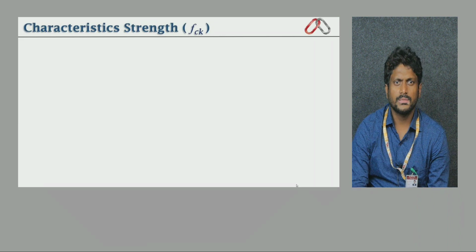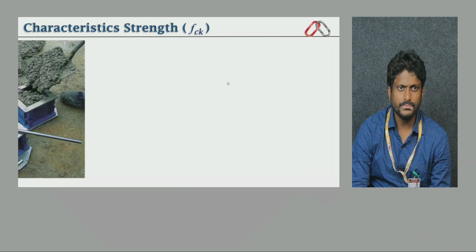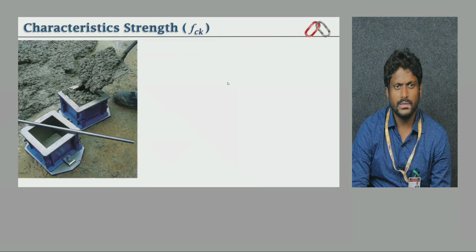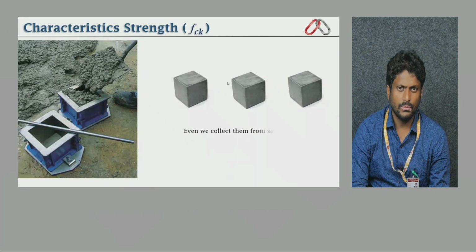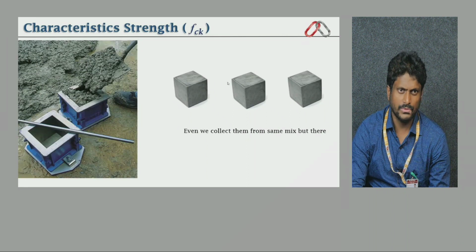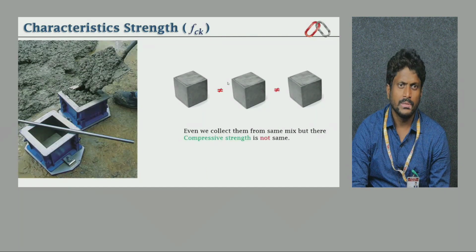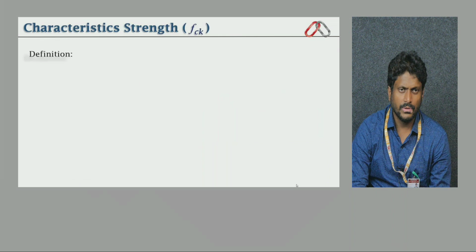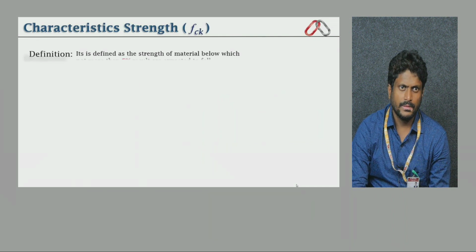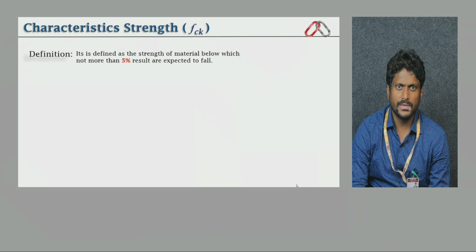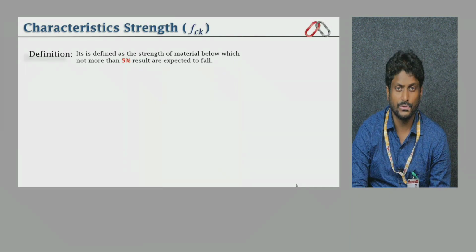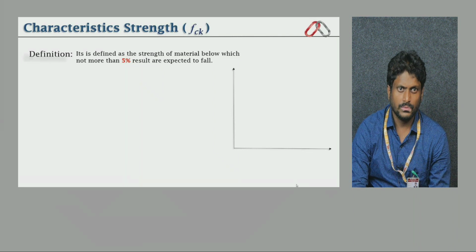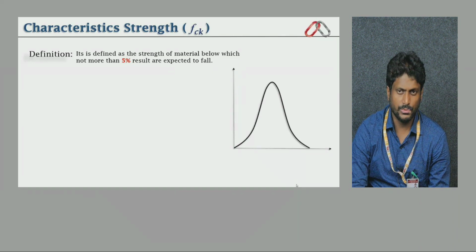If you talk about the characteristic strength, fck, which I already explained earlier, but you can see visually the photographs are there. We have to collect the cubes from the site, of the concrete we are using for the particular construction, and we have to test it in the laboratory. Then from the definition point of view, it is defined as the strength of material below which not more than 5% results are expected to fall.